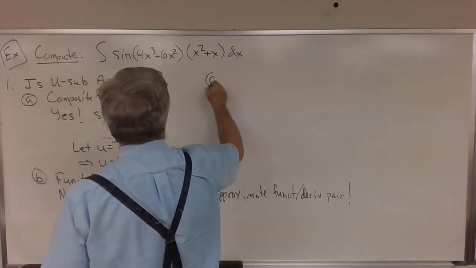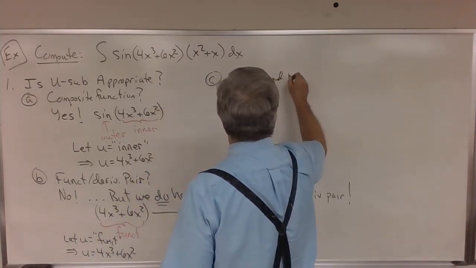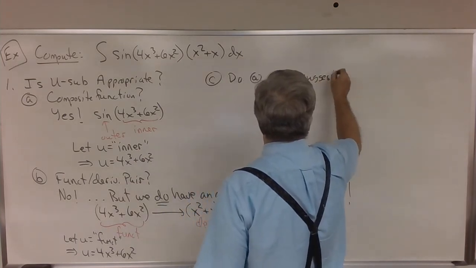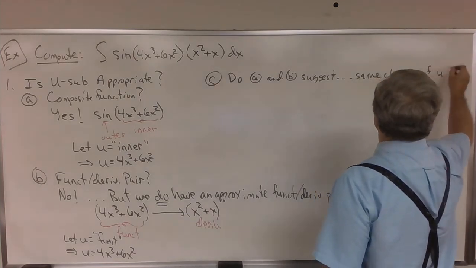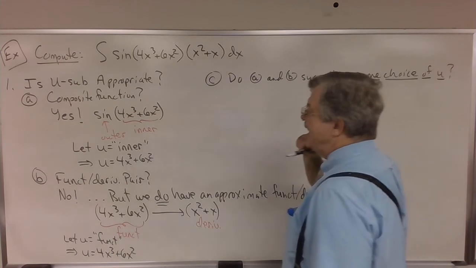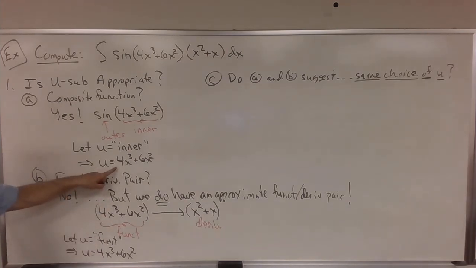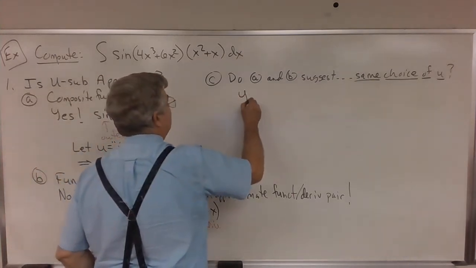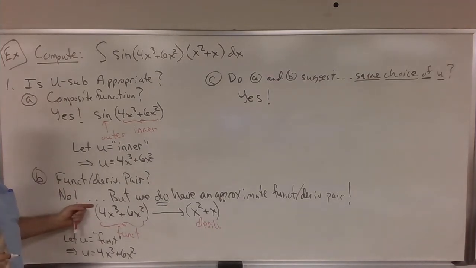And now part C. Do A and B suggest the same choice of u? Well, oddly enough, they do. U equals 4x cubed plus 6x squared. So, hoping that it's okay that we only have an approximate function derivative pair, we continue. We go on to step 2.